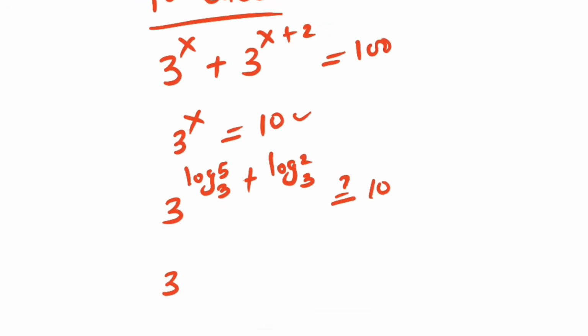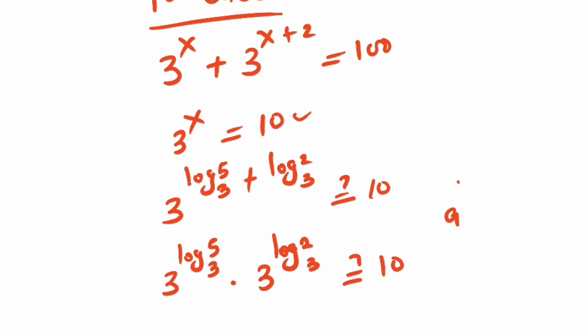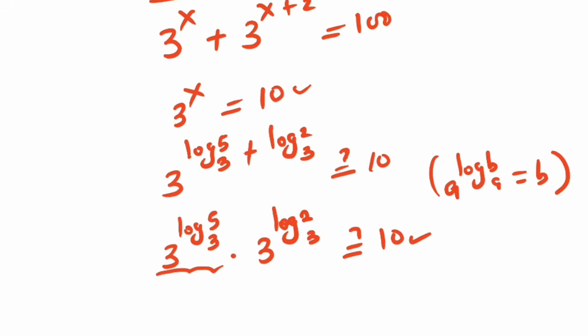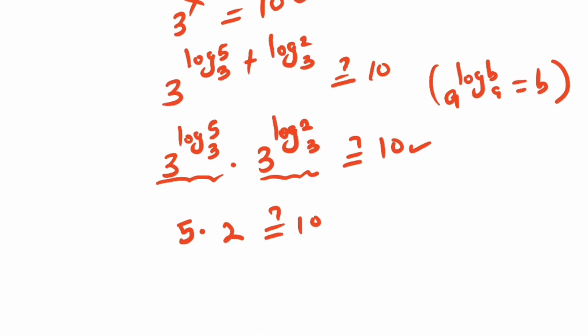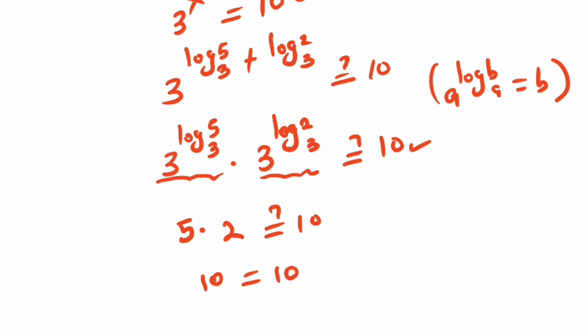Then we have 3 raised to power log 5 base 3 multiplied by 3 raised to power log 2 base 3 must be equal to 10. Take note of this, that if you have a raised to power log b base a, this is equal to b, then the whole of this is 5 multiplied by the whole of this is 2, must be equal to 10. Then 5 multiplied by 2, this is 10, is equal to 10, which is true.